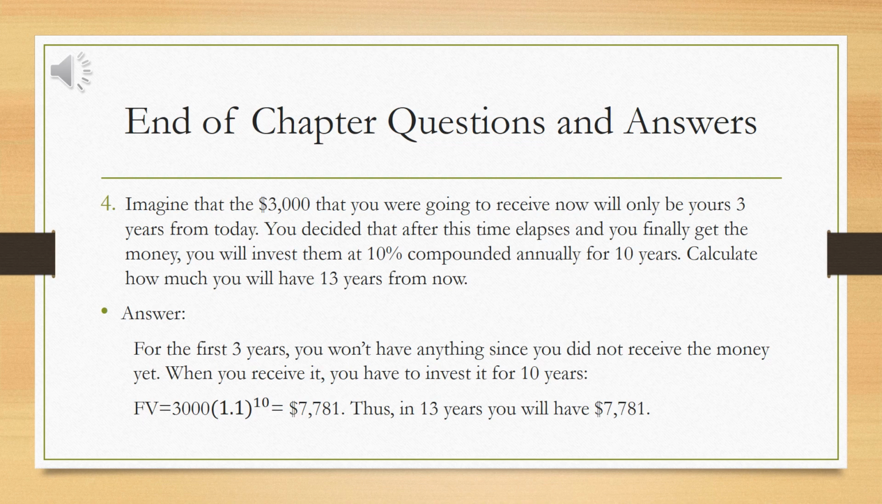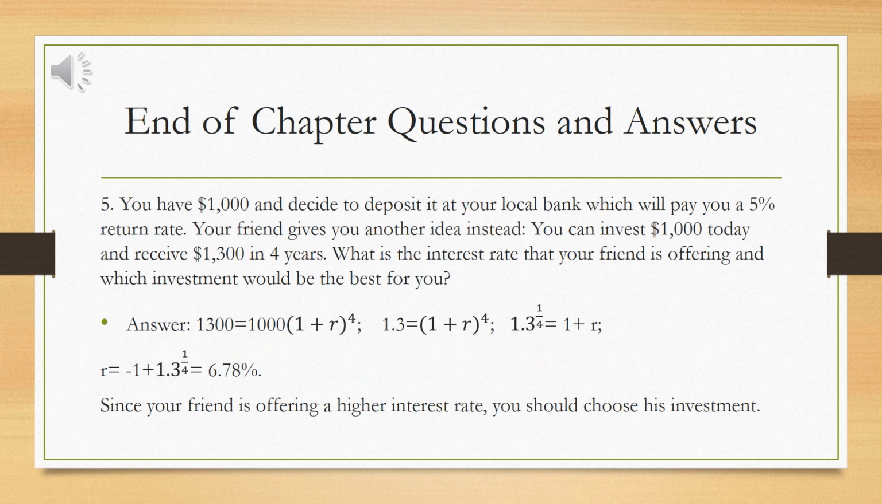7,781. You have $1,000 and decide to deposit it at your local bank, which will pay you a 5% return rate. Your friend gives you another idea instead. You can invest $1,000 today and receive $1,300 in 4 years. What is the interest rate that your friend is offering, and which investment would be best for you.